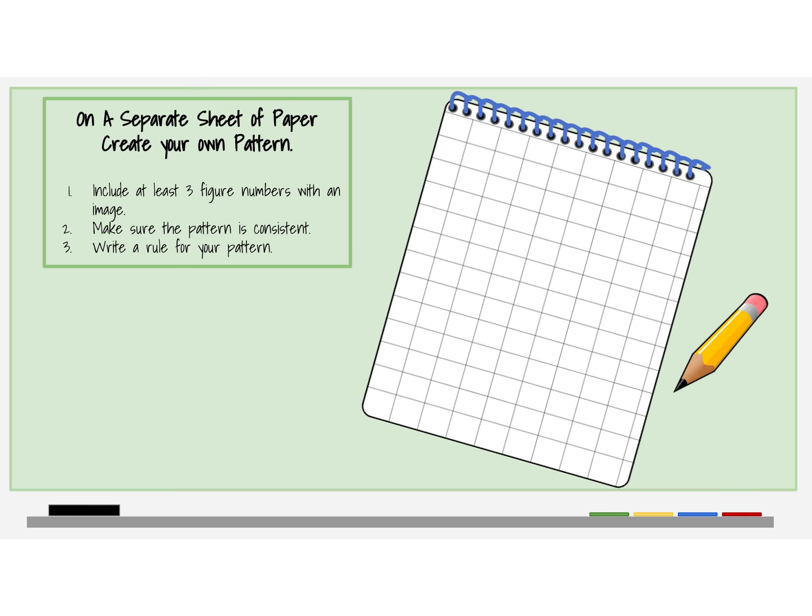And number 3, write a rule for your pattern. So you're going to write your own rule for your pattern. Again, if you're not able to do number 3 for this one, that is okay. But do create your own pattern and make sure that it's consistent.